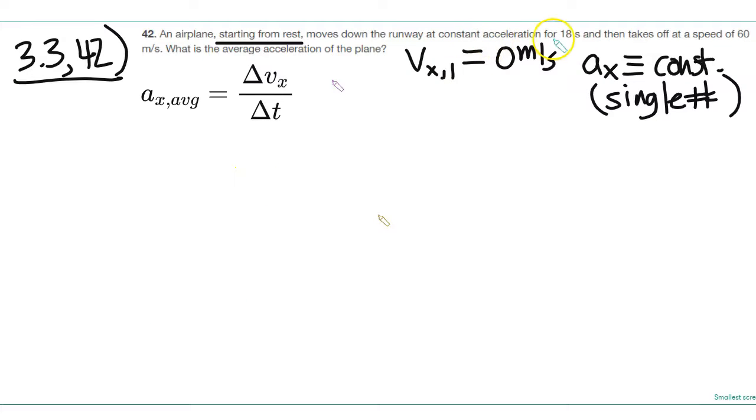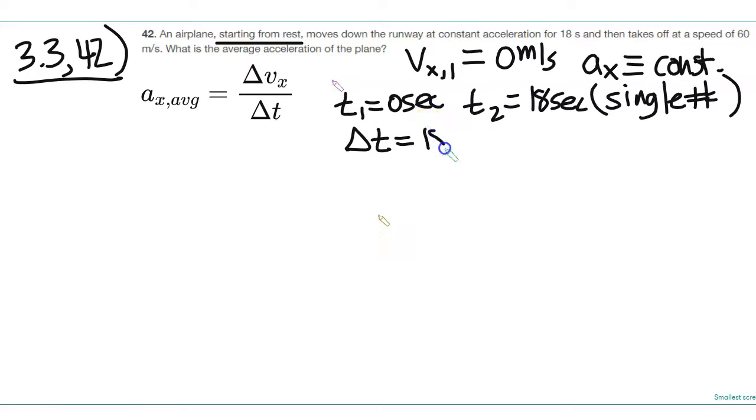So let's see. Constant acceleration, 18 seconds. By the way, often we set t1 equal to 0 seconds, and then t2 is 18 seconds. Almost always in physics, whenever we're doing a time change, we set the initial time to be 0. In other words, when we start the stopwatch. And then you could just say that the full delta t is 18 seconds. All right. And then it takes off with a speed of 60 meters per second.